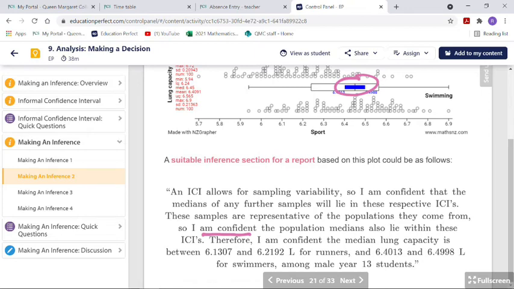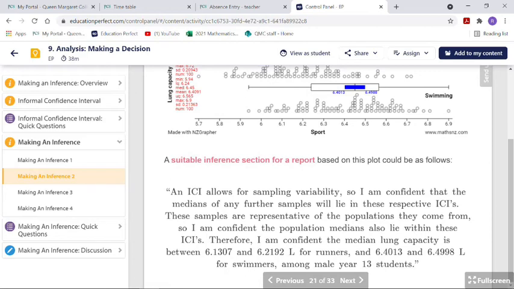As long as you use a large enough sample. But if you use a small sample, it's just going to get bigger and bigger, to try to take up for the fact that you use too small a sample. All right? Therefore, I am confident that the median lung capacity is between blah, blah, blah.